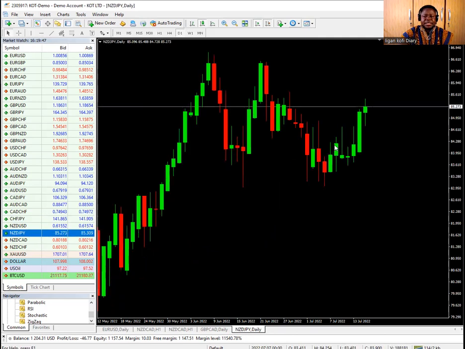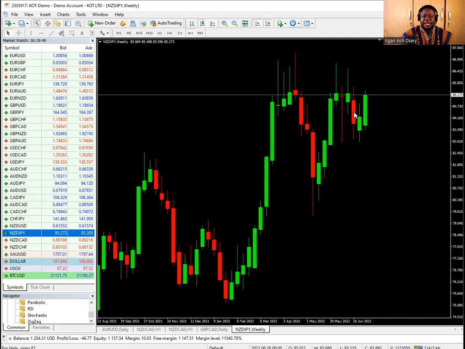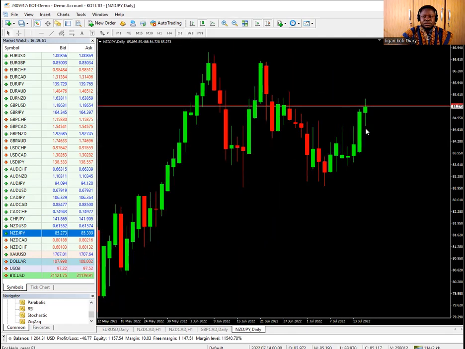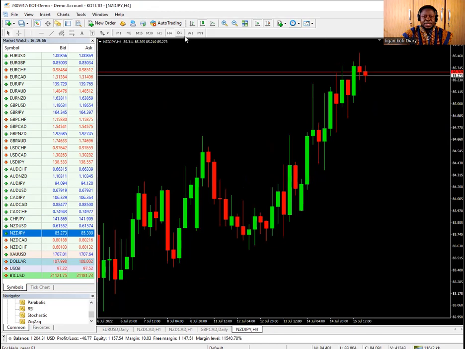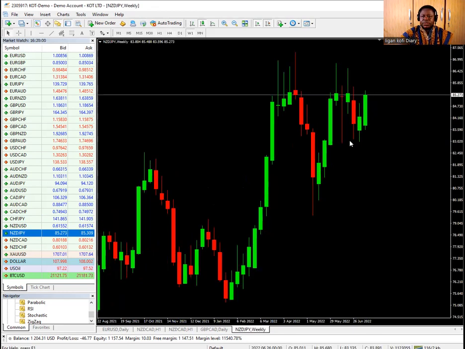And then NZD JPY is already also in a buy. You can see this is weekly. The bullish candle formed. Same thing on the daily. On the 4-hour, you can see it already. So why not? So you can get a buy on this one too. Take profit 100 pips, stop loss 100 pips.